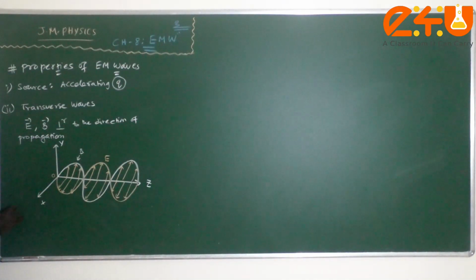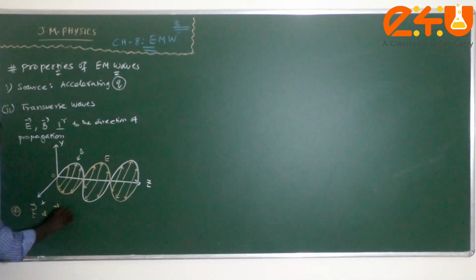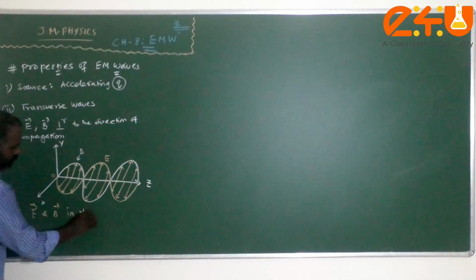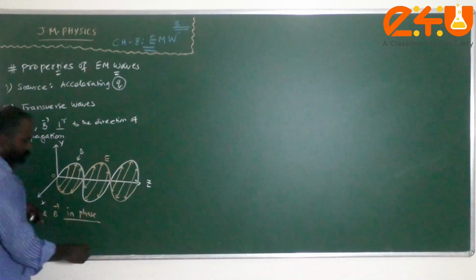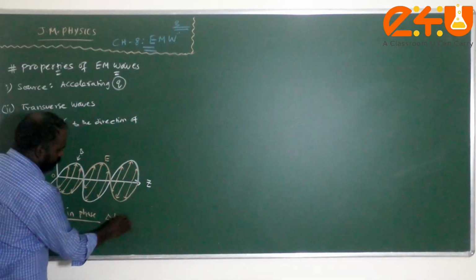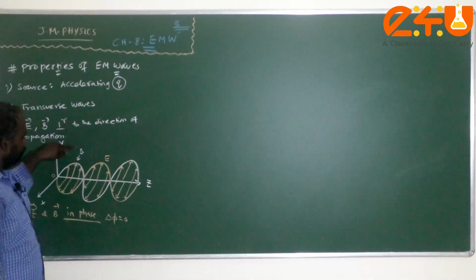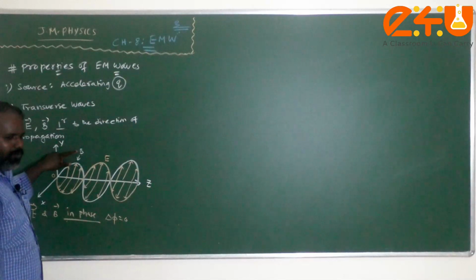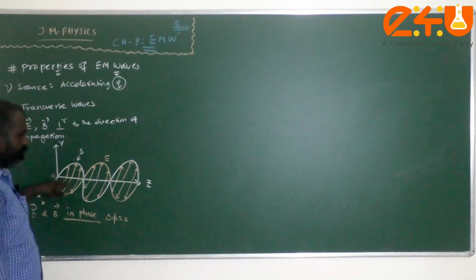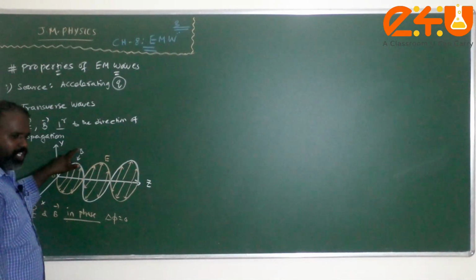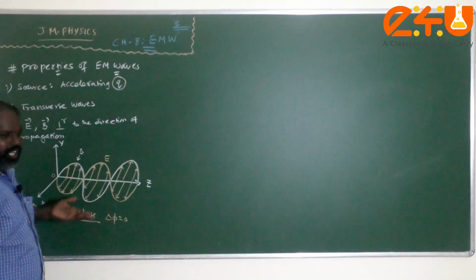That is the important point we must know. So what is that important point, children? Yes, the electric field and the magnetic field are in phase with each other. That means there is no phase difference. That means what, children? There is no phase difference. That means whenever the magnetic field is positive maximum, the electric field is also positive maximum. Whenever the magnetic field is negative maximum, the electric field is also negative maximum.